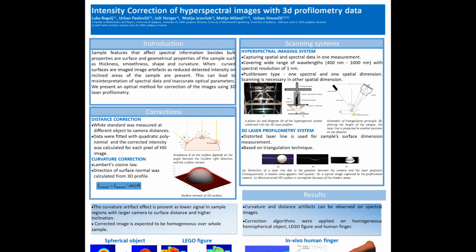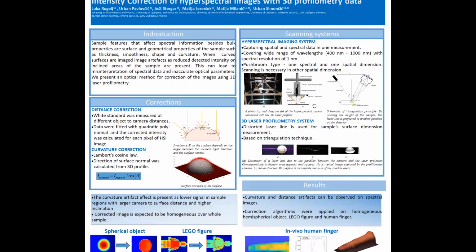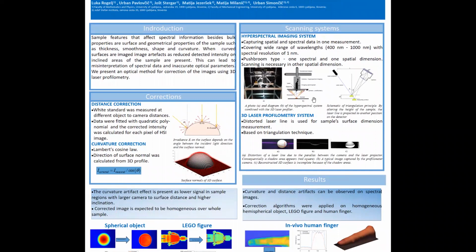In our poster, we present an optical method for correction of images using three-dimensional laser profilometry. Firstly, I would like to show you which scanning system we used in our study. We use an in-house built push-broom hyperspectral imaging system. Push-broom means it captures one spectral and one spatial dimension at a time, therefore scanning is necessary in the other spatial dimension. The system covers wavelengths from 400 to 1000 nanometers with a resolution of 1 nanometer.